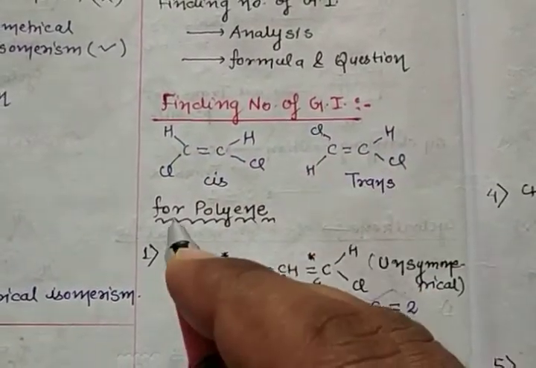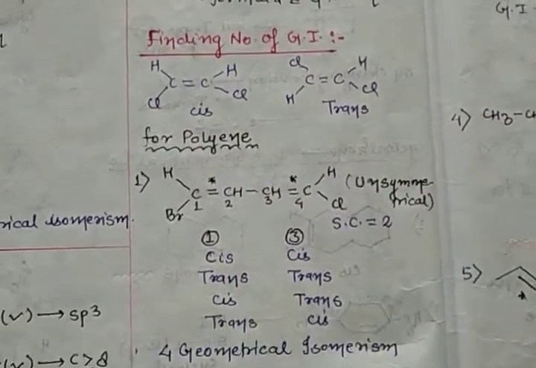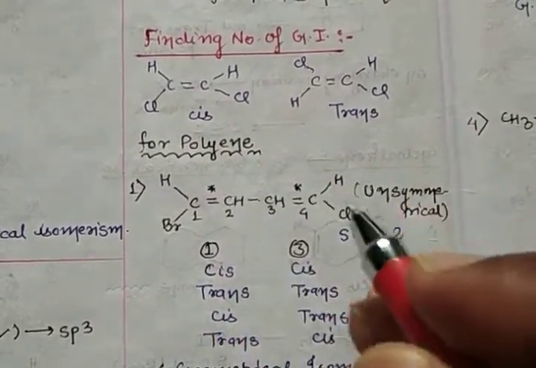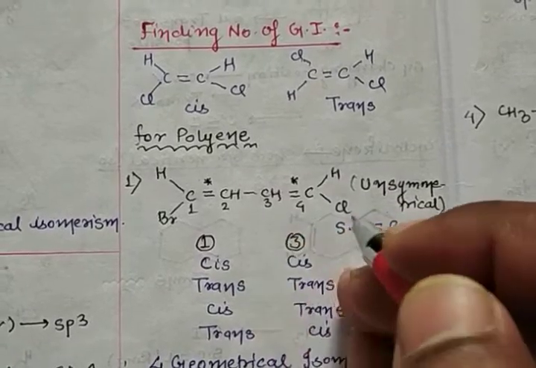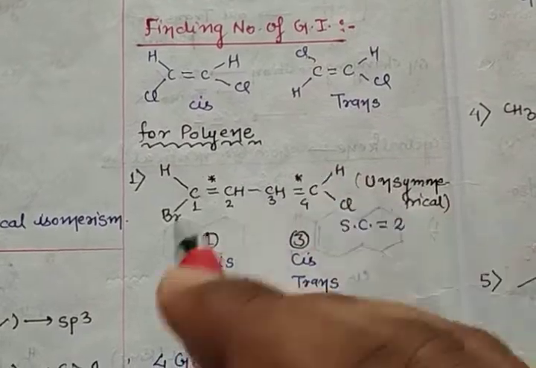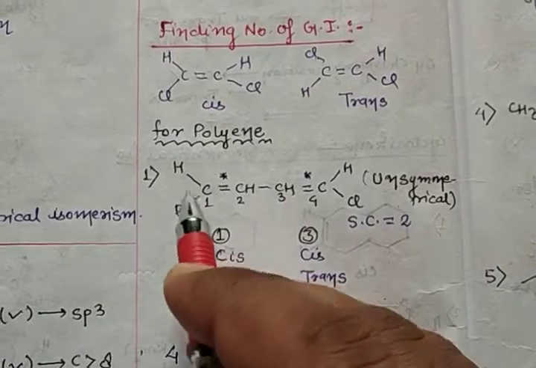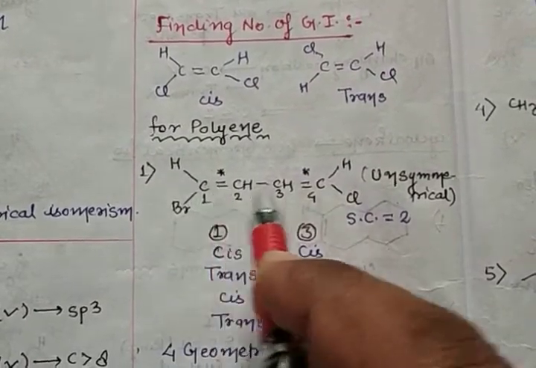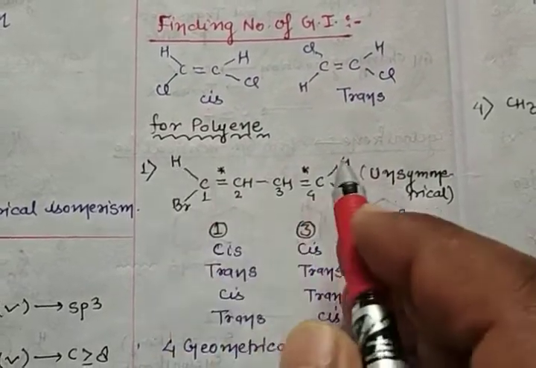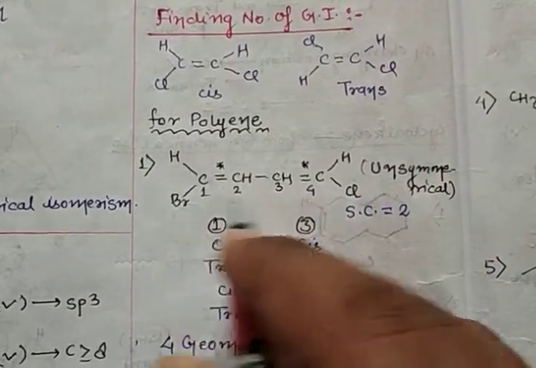Now we are discussing polyenes, which have more than one double bond. Here is a simple trick to find how many geometrical isomers are possible in this structure. First check the structure. Look, in this case there are two double bonds, so this is a polyene. Now, in the earlier case both sides had hydrogen and a similar group, but now there is a bromine and a chlorine.